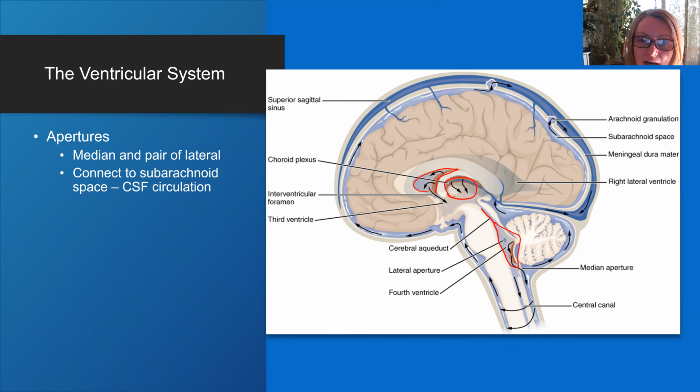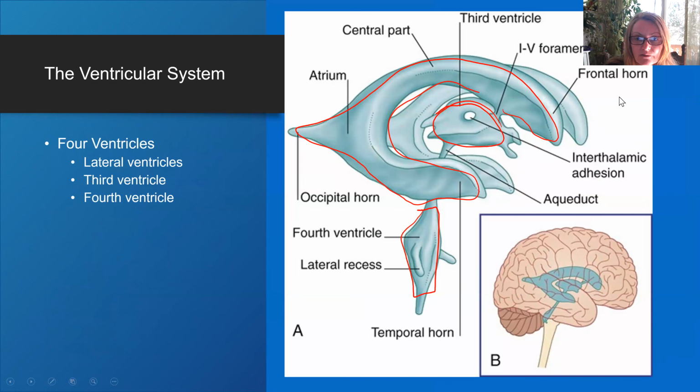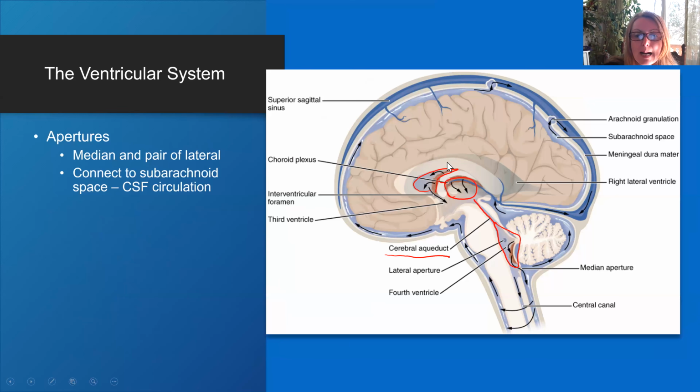And of course, they are interconnected. Now, this connection between the 3rd and the 4th ventricle is called the cerebral aqueduct. Between the lateral ventricles and the 3rd ventricle, we have the interventricular foramen, so also a connection. So they are all connected with each other, right?